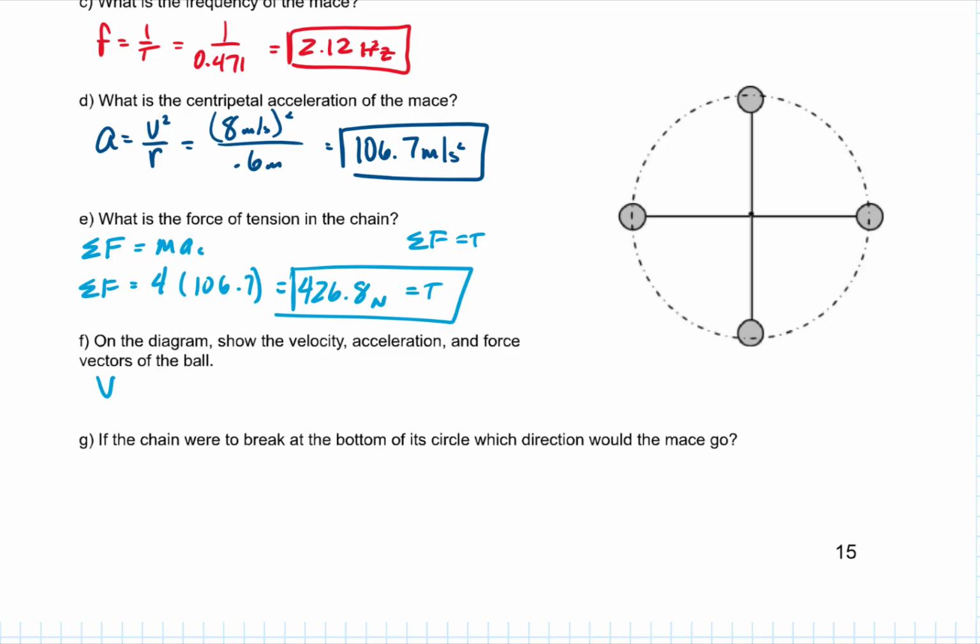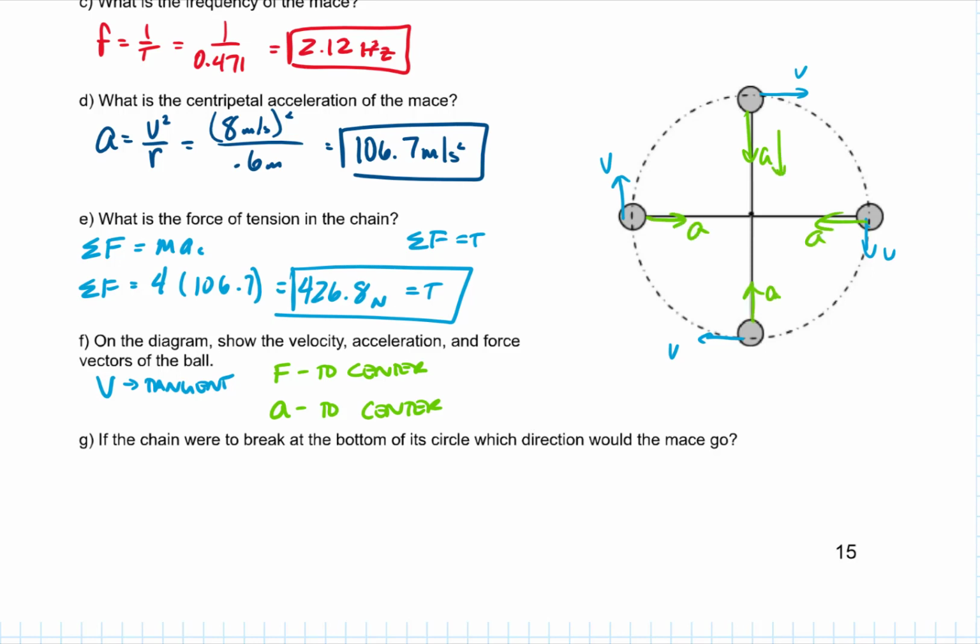On the diagram, show the velocity, acceleration, and force vectors of the ball. Well, I know that the velocity has to be tangent. The force has to be towards the center, and the acceleration has to be towards the center. So we'll put the velocity on first. Tangent to the circle going clockwise. Acceleration is in towards the center, and the net force is also in towards the center.